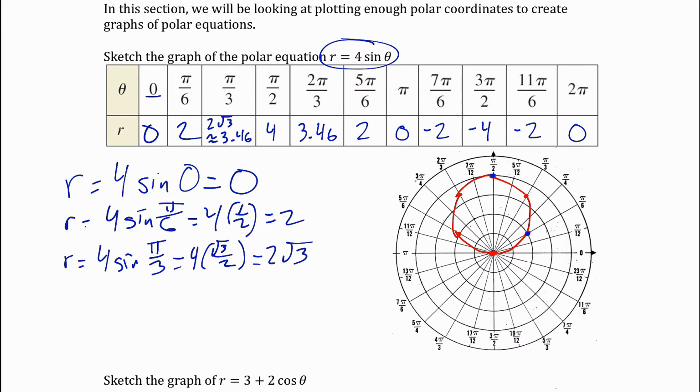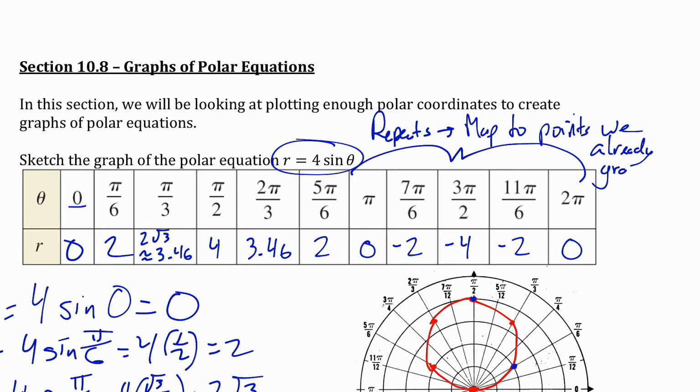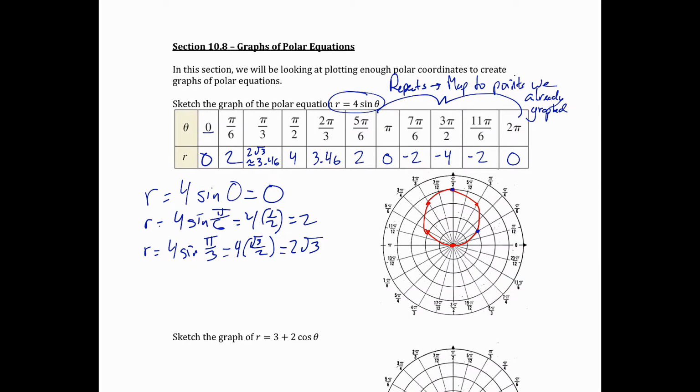Folks, you can keep going. You're going to end up finding that we already have all these exact points plotted. You'll see right in this area, these points are repeats. They end up being the exact same points that we've already plotted. So they map to points that we already graphed. In other words, we don't need to keep graphing. It's just going to repeat that same pattern over and over. So this picture here ends up being a circle with a radius of 2.